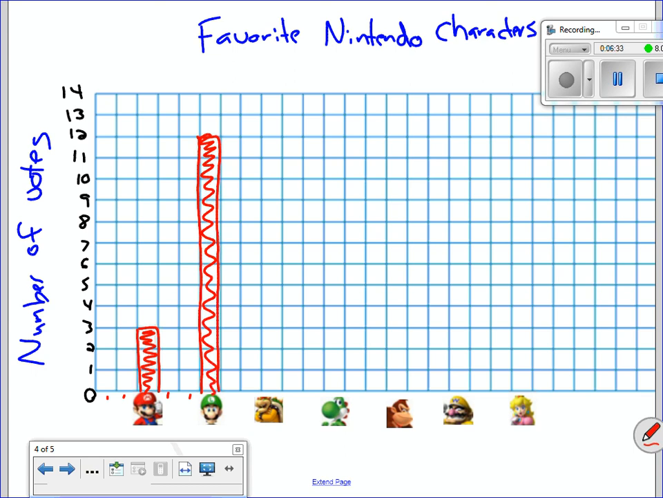Let's say Koopa, because he's scary, only has 2 votes. You see how I skipped 2 lines? You're going to be doing that tomorrow. Make sure you skip two spaces. Yoshi had 8 votes. Let's go up here to Yoshi. 8 votes. Go ahead and go down.